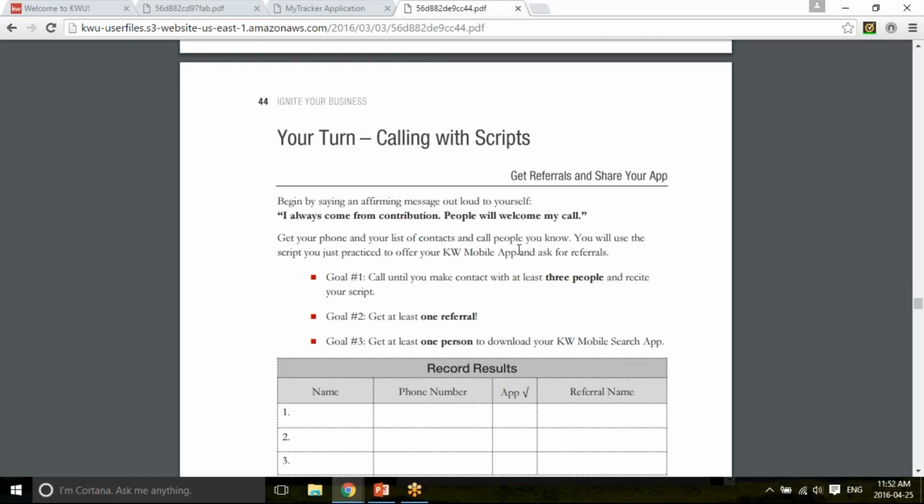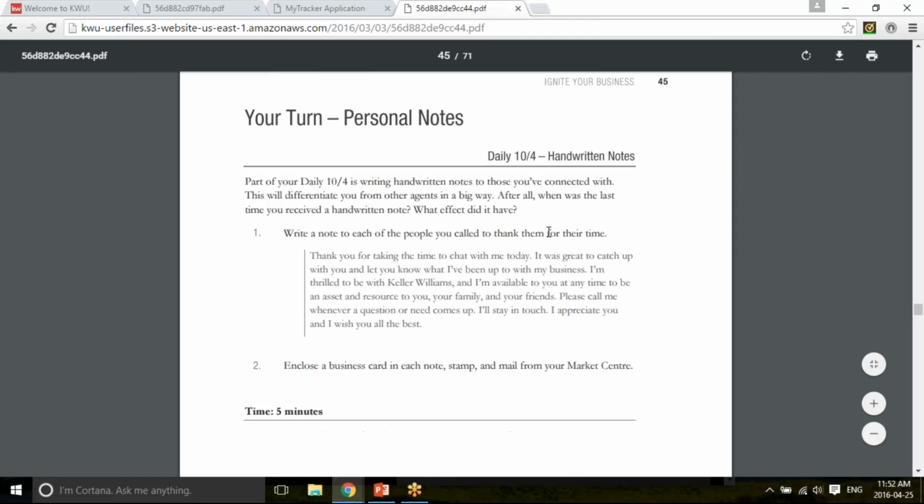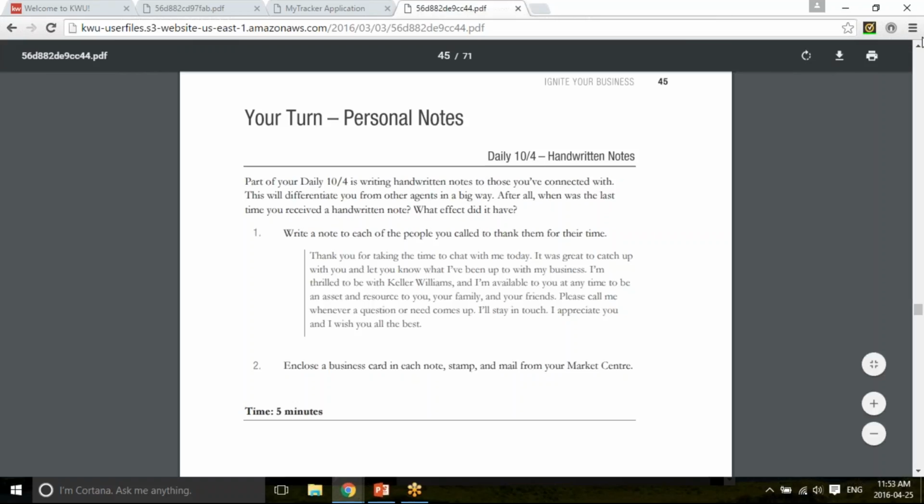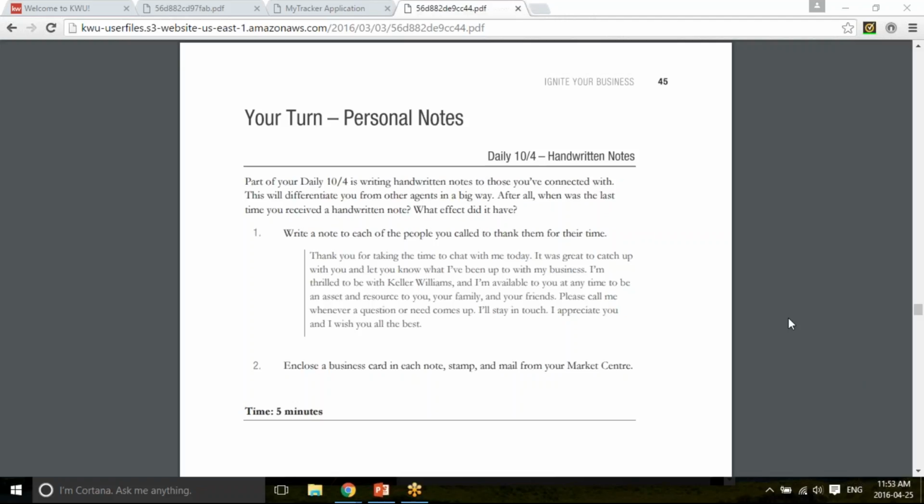But the next piece is to turn to personal notes. And in this section, it also gives us some examples of personal notes on page 45 that you can use to do your daily 10-4. So let's say I called Bob the Builder, okay? And I write him a note saying, thank you for taking the time to chat with me today. It was great to catch up and let you know what I've been up to with my business. Thrilled to be with Keller Williams and available to you at any time to be an asset and resource to you, your family, your friends. Please call me whenever a question or needs comes up. I'll stay in touch. I appreciate you and wish you all the best. It's pretty sincere.